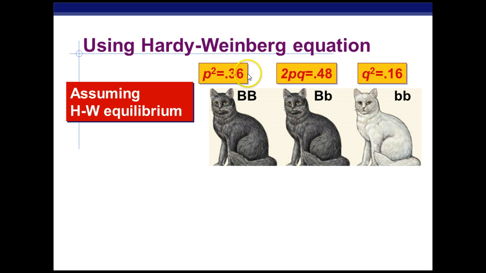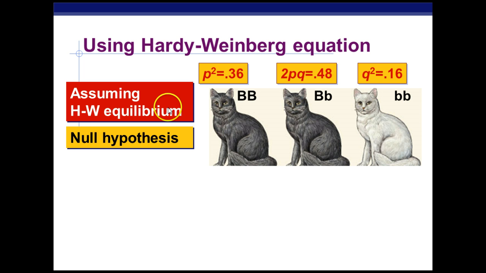Or we could say 36% are homozygous dominant, 48% heterozygous, and 16% homozygous recessive. Now, remember, because they're in Hardy-Weinberg equilibrium, we call this our null hypothesis. What we want to do now is look at the second generation and see what's happening with them.